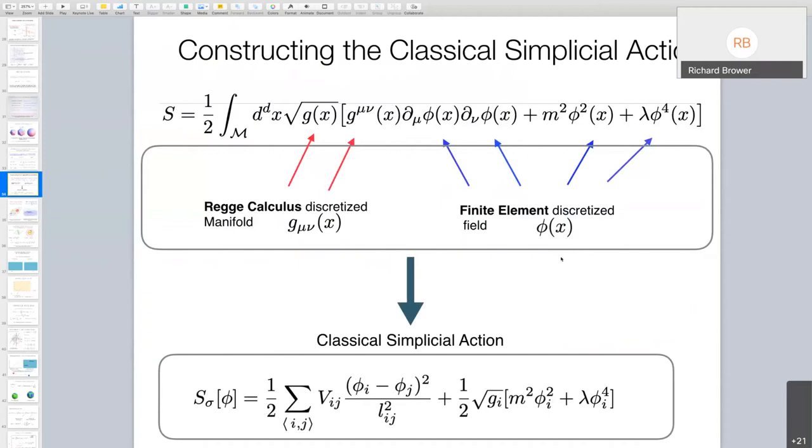It's simplex. There's a great deal of beautiful geometry in this.